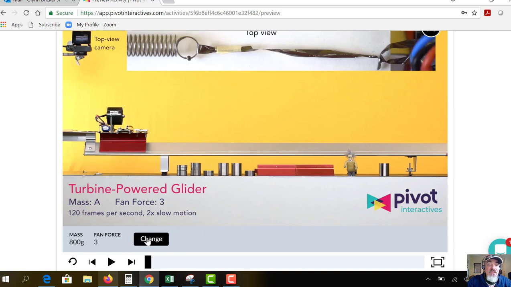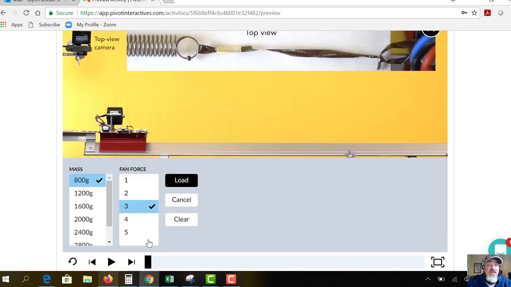So by the way, you can change the mass and the fan force. Now, before we do that, the fan force 3 doesn't mean there's 3 newtons of force. It just describes that it's the third setting here. Like, for example, we've got fan force 1 through 5. That doesn't mean 1 newton, 2 newton. It just describes the fan force. And then you can change the mass of the cart here too. So I'm just going to leave it as this one.